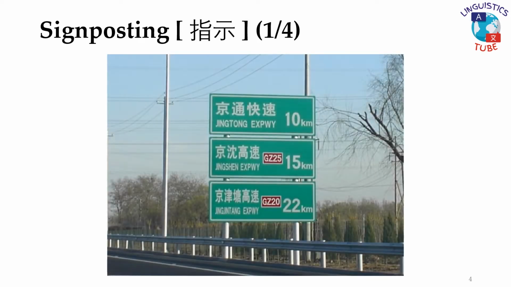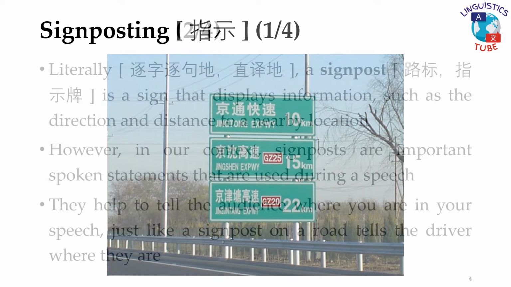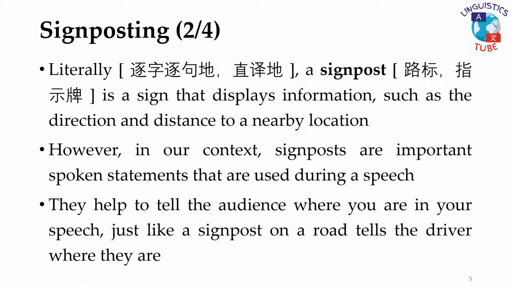Here is a picture of a real, literal signpost. If this is what you guessed a signpost is, then you are correct. Literally, in the real world, a signpost is a physical sign that displays information for drivers and pedestrians. They usually contain information such as the direction to a place and the distance to that place.